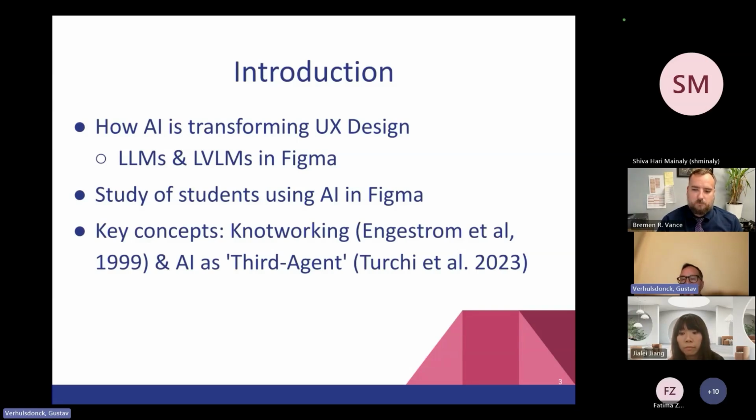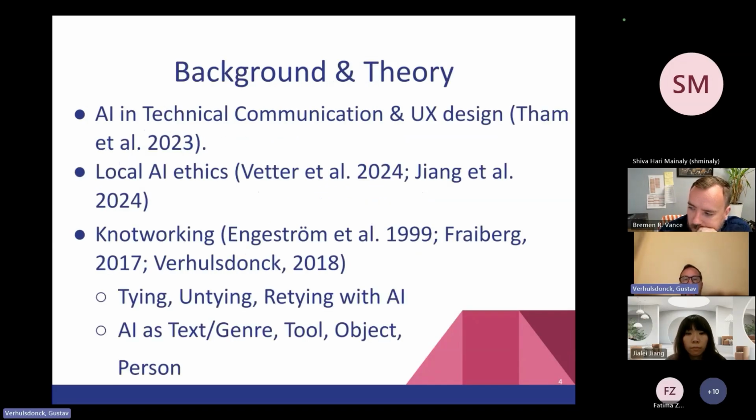Like I said, the key concept for this study was that we were using knotworking just to frame and see how people created these collaborative knots with a generative AI, and then how they conceptualize that. We wanted to do that particularly because we were interested in seeing how AI functioned perhaps as a third agent between the designer and the design system of Figma. So acting in a new way rather than just, oh, here's an actor. So we want to study that.